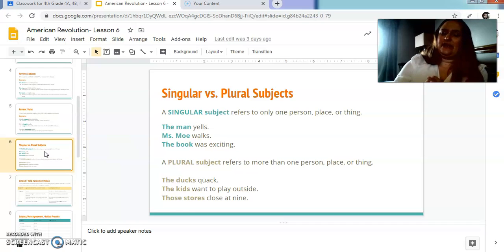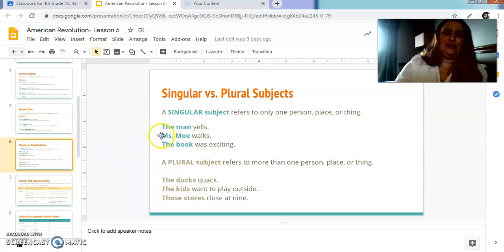Again, this may or may not be review for you, but it's important to do singular versus plural subjects. Obviously, a singular subject refers to only one person, place, or thing. So these are all the subjects in these sentences. The man yells. He's a singular subject because there's only one man. So singular just means there's one of something, right? Like single means one. So that's all it means. If you're talking about a subject, singular subject means you're only talking about one person, place, or thing.